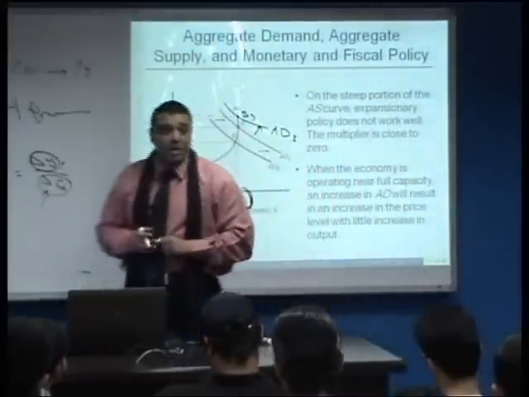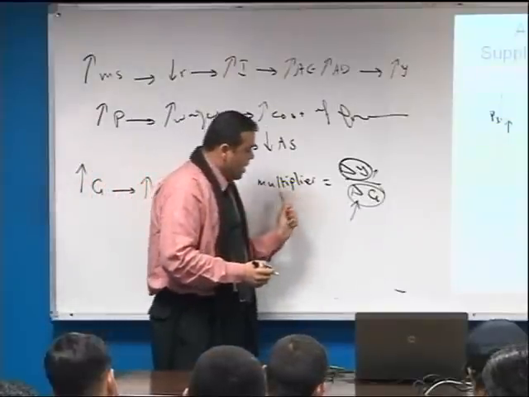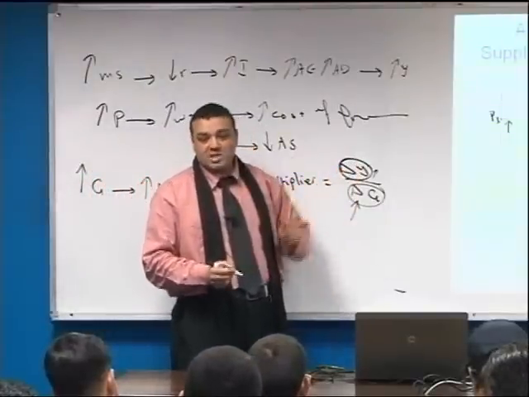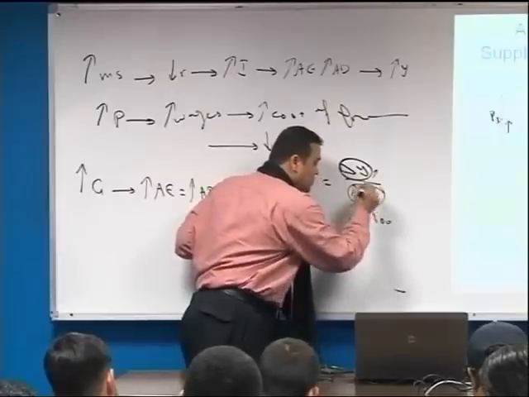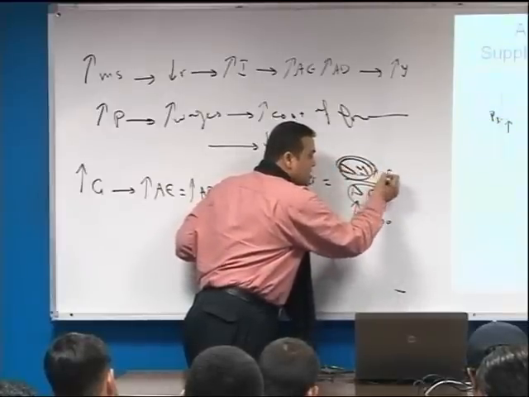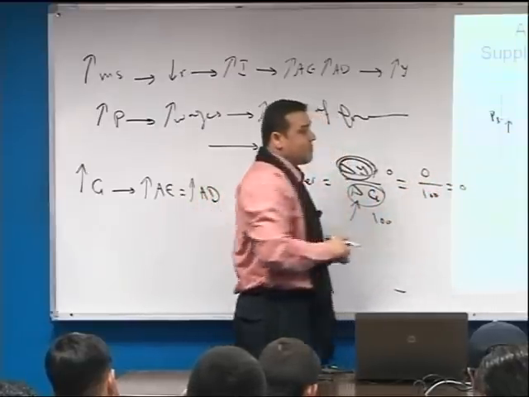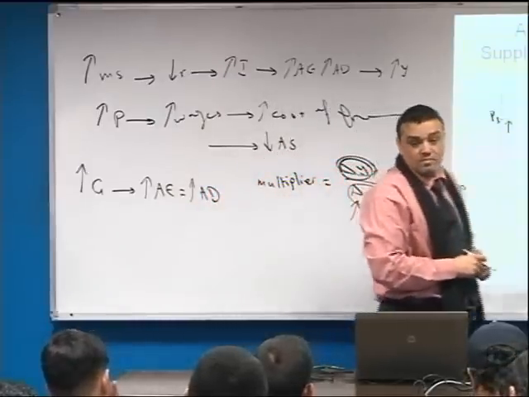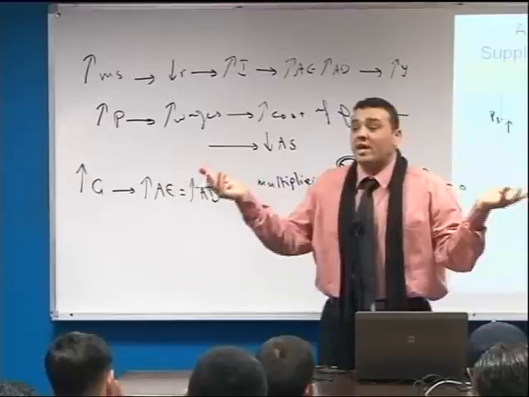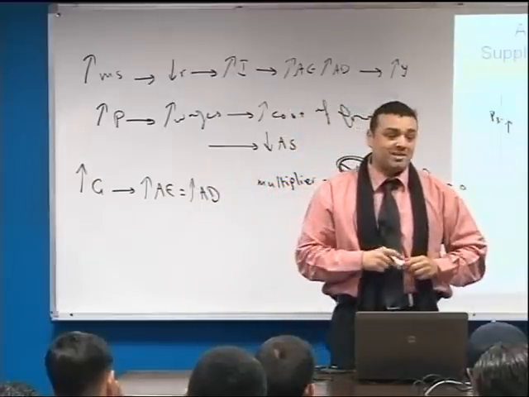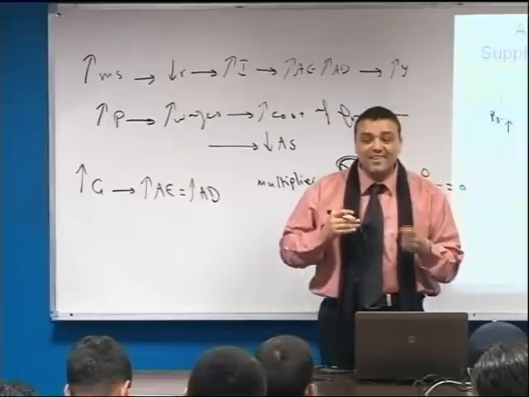In this case, the multiplier would be how much? Zero, exactly, because as we mentioned, the multiplier equals delta Y over delta G. Suppose that government spending increased by $100 million and delta Y would not change, zero. 0 over $100 million equals 0. So the multiplier would be 0. Right? So in this case, we have only an increase in the price levels, or inflation. Okay? And this region is called the inflationary gap.